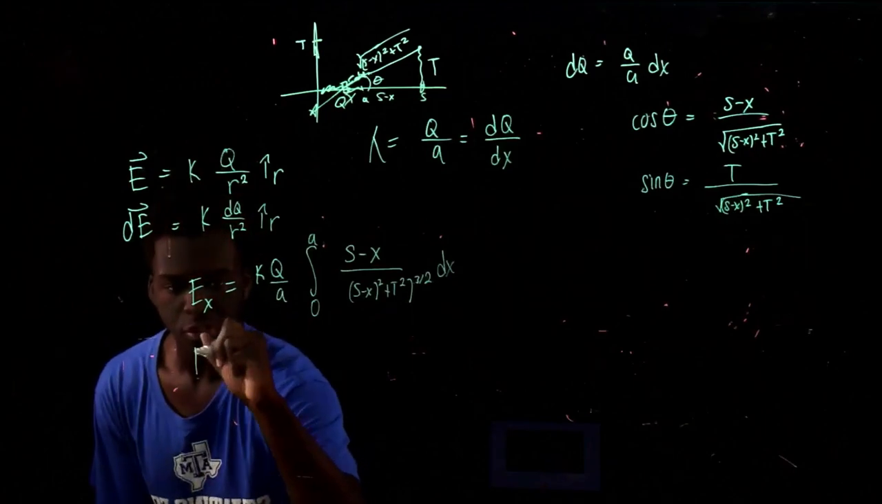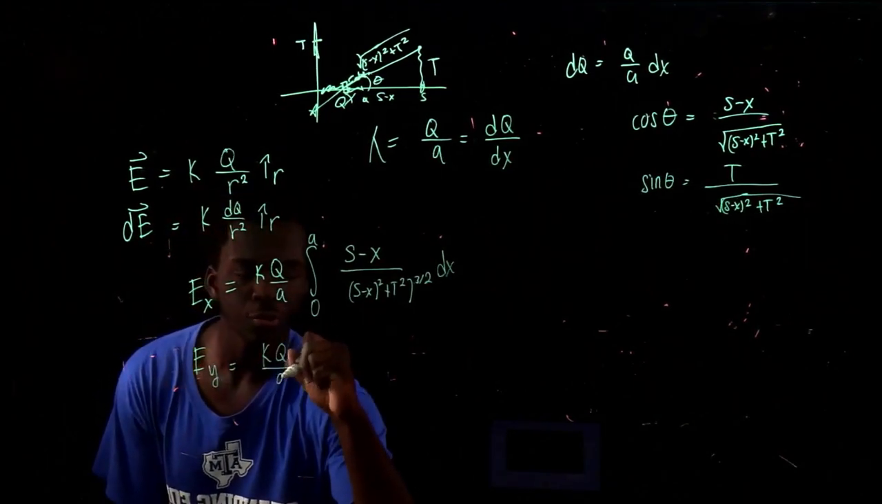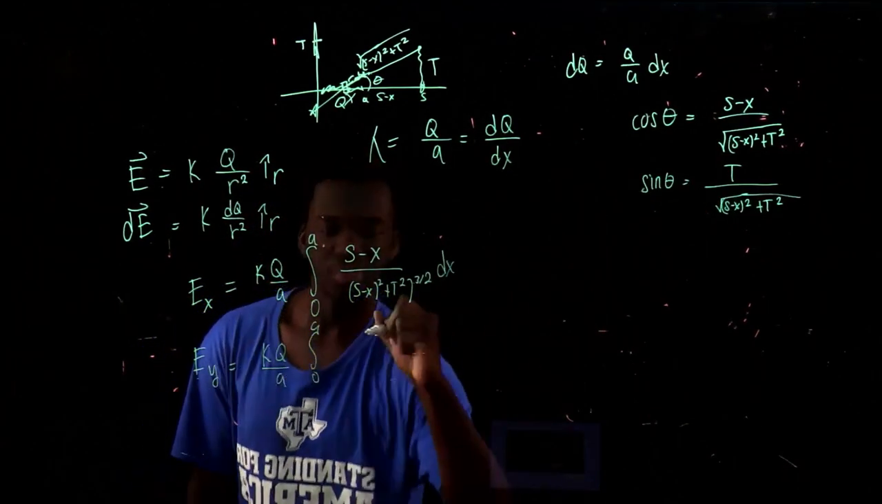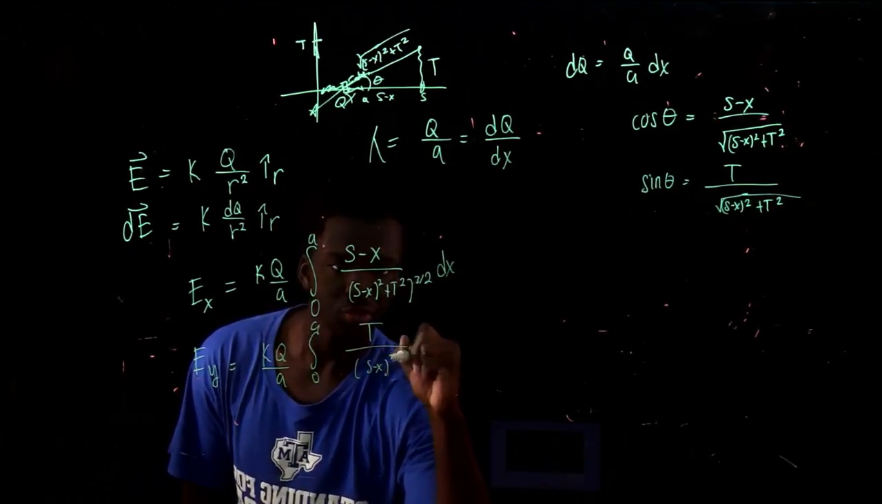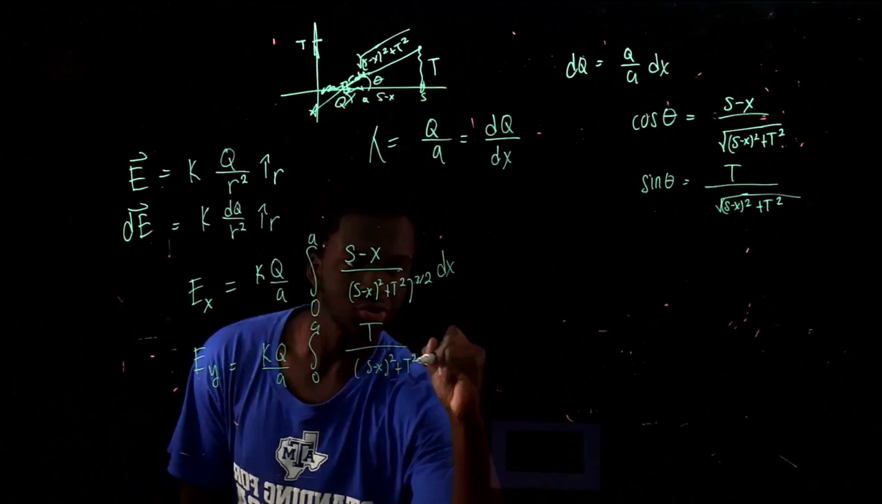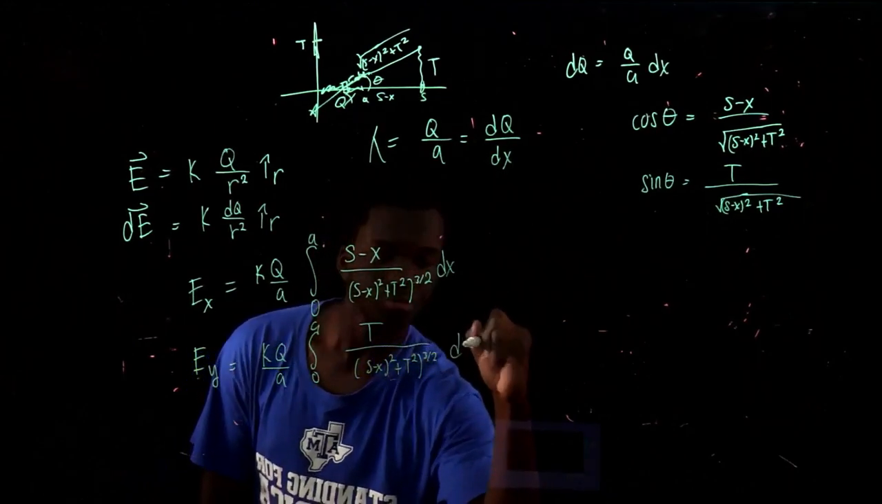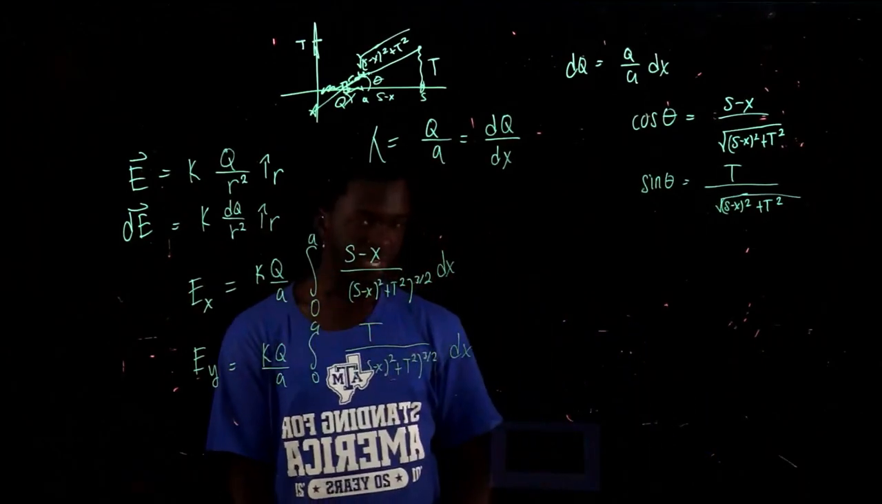And then we have Ey is going to be kq over A, the same thing, integral from 0 to A, but this time you have t over s minus x squared plus t squared to the 3 over 2 dx. So now when you have both of those, this is where you simplify.